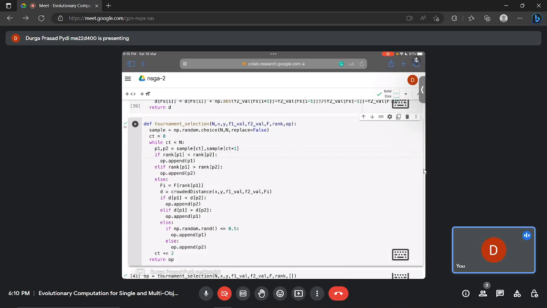Our objective is essentially to select the individuals having lower rank. So if the first condition is satisfied, OP is my output. The output should have P1. If rank of P2 is less than rank of P1, then the output should be having P2.